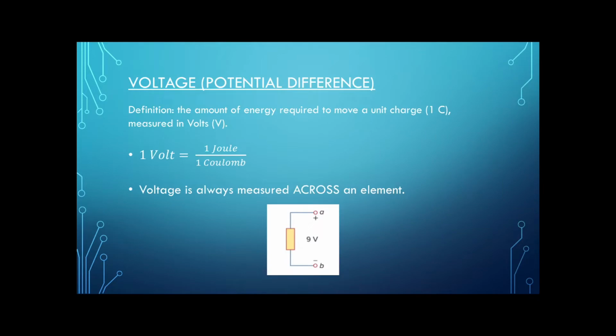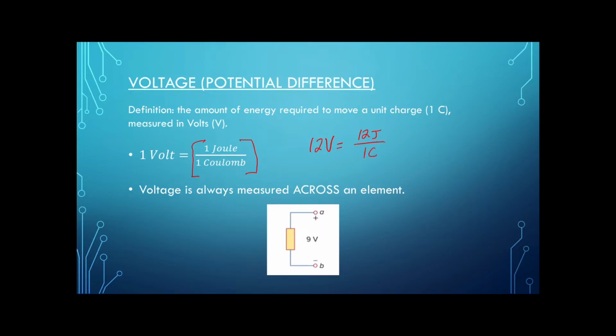So now let's talk about voltage, or potential difference. The definition of voltage is the amount of energy required to move a unit charge, or to move 1 coulomb of charge, and this is measured in volts. So 1 volt is equal to 1 joule of energy for every coulomb of charge. Again, the higher the voltage, the more energy you have per coulomb of charge. So if we have 12 volts, that would be equal to 12 joules of energy per 1 coulomb of charge flowing through the circuit.